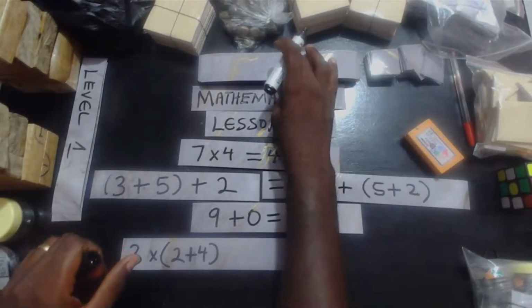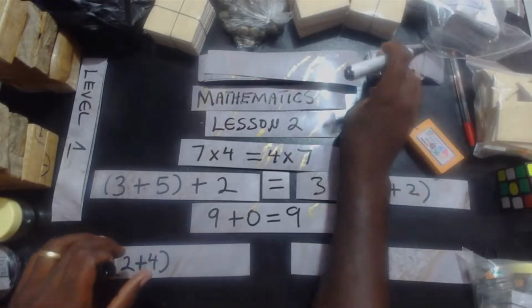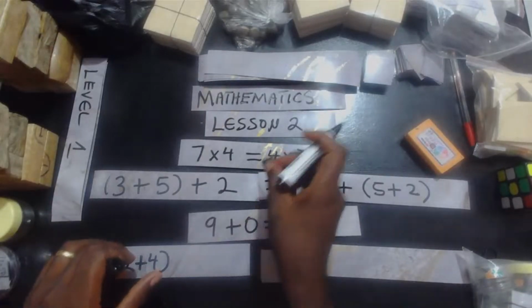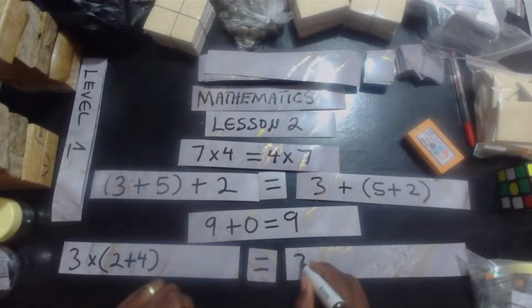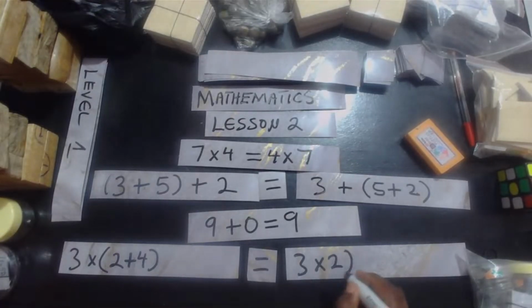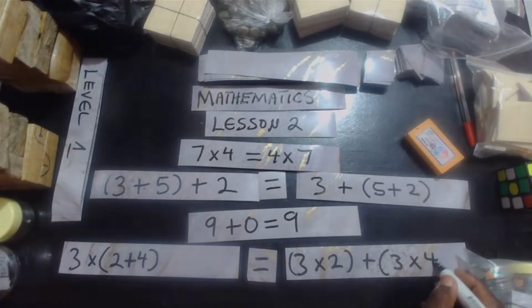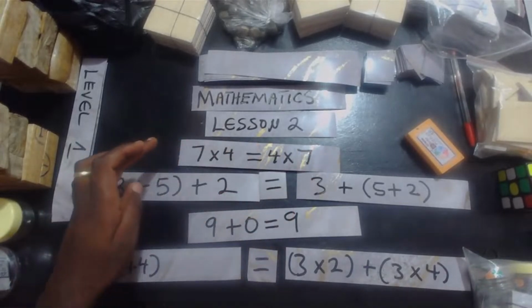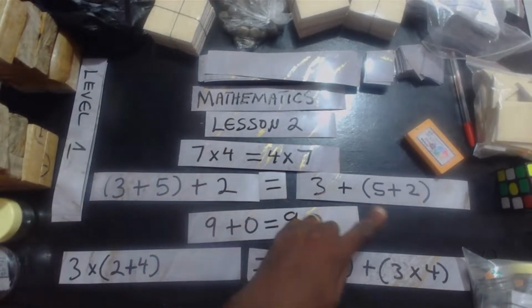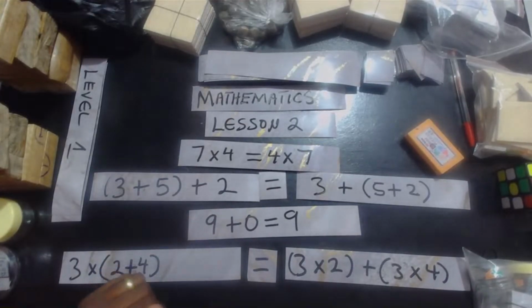Now, this happens to be equal to 3 by 2 plus 3 by 4. The question is, what property do you see in the first one? What property do you see in the second? What property do we see in the third and the fourth? So your guess is as good as mine, right?